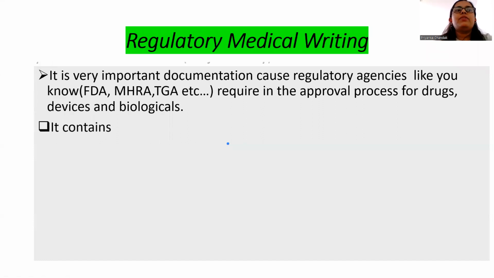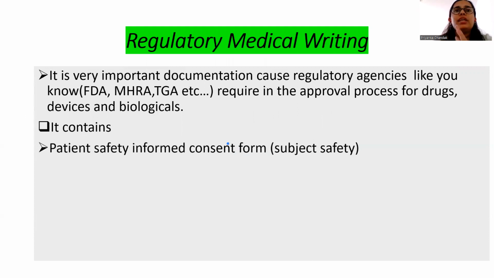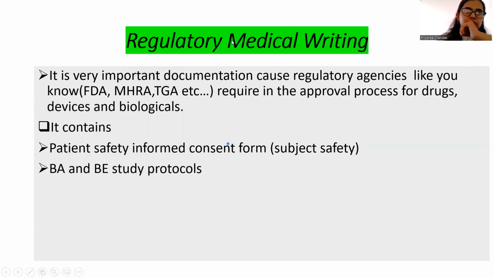It contains, one by one we'll see, first in regulatory, the patient safety informed consent form. Any regulatory agency will ask you for this, all the consent forms from the subjects for subject safety. Then BABE study protocols. This is related to bioavailability and bioequivalence study protocols, all the protocols regarding this.